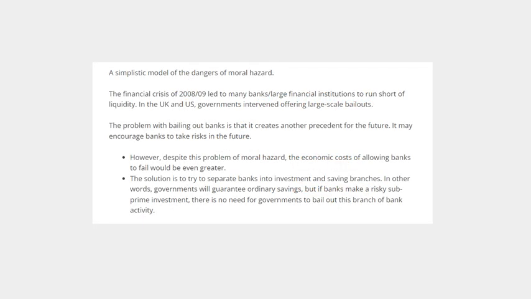The financial crisis of 2008-09 led to many banks and large financial institutions running short of liquidity. In the UK and US, governments intervened offering large-scale bailouts. The problem with bailing out banks is that it creates another precedent for the future. It may encourage banks to take risks in the future. However, despite this problem of moral hazard, the economic costs of allowing banks to fail would be even greater. The solution is to try to separate banks into investment and saving branches. In other words, governments will guarantee ordinary savings, but if banks make a risky subprime investment, there is no need for governments to bail out this branch of bank activity.